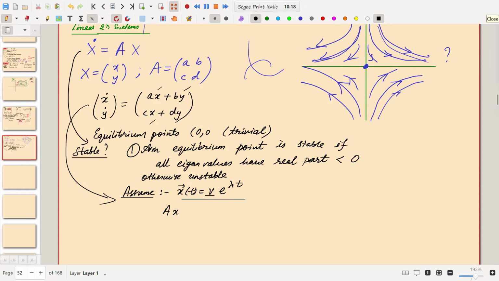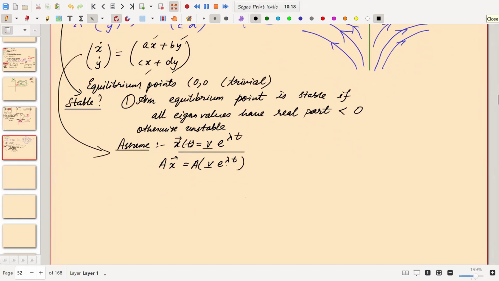So just take this here. What is Ax then? Ax will be nothing but A v e to the power lambda t. Is it? Okay. So how can we solve this? I am asking you. If x is v e to the power lambda t, what is x dot? What is x dot? Tell.